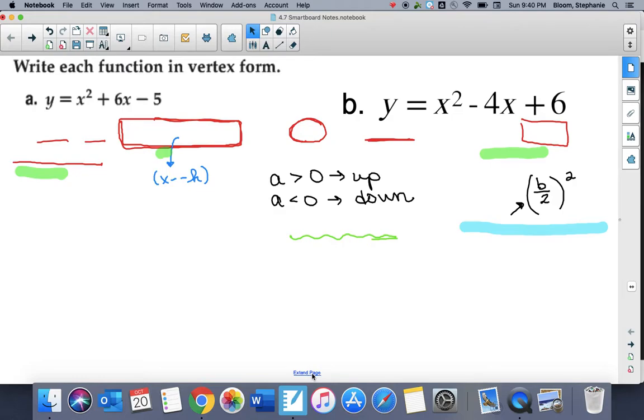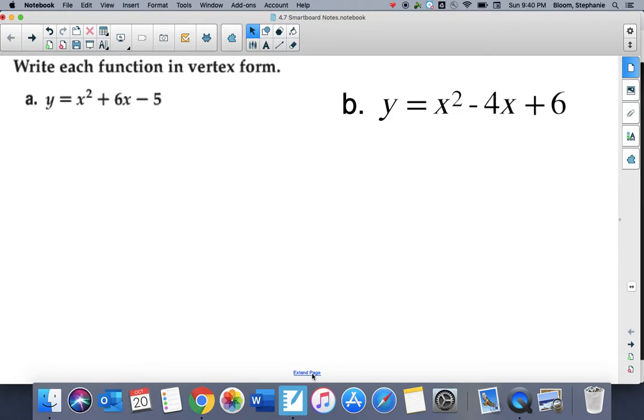So let me erase all of this. Okay, so this function is in standard form, and we need to put it in vertex form. And so to do that, we're going to complete the square. So my b value, I'm just going to write this here, is 6. Okay, so what I'm going to do is I'm going to rewrite my function.